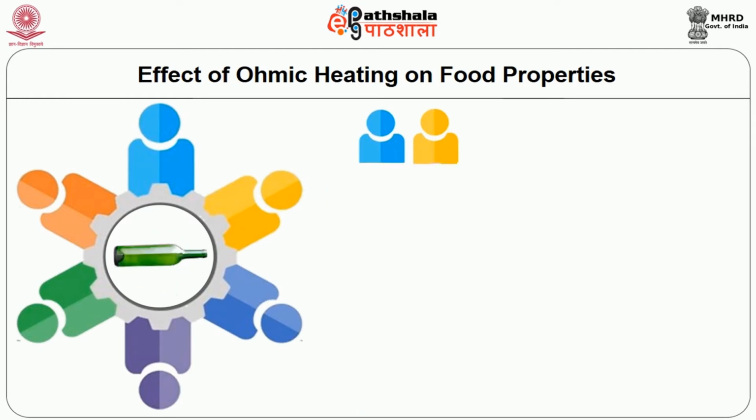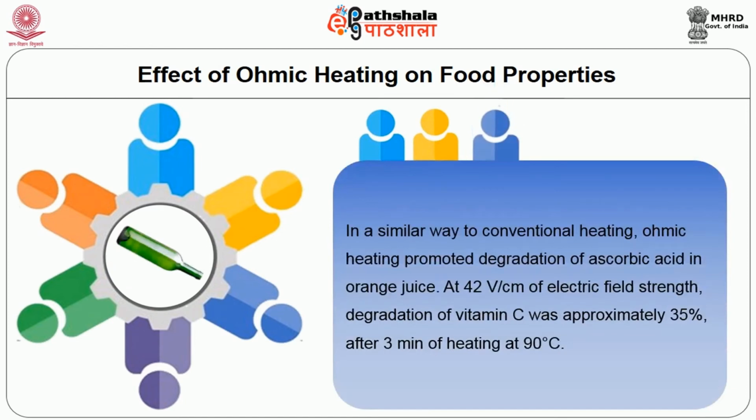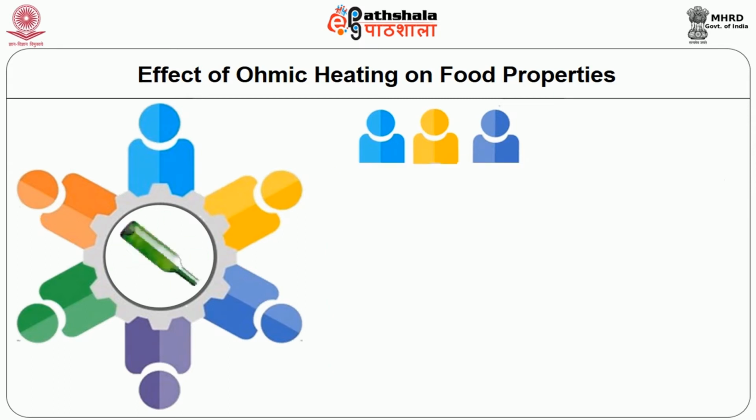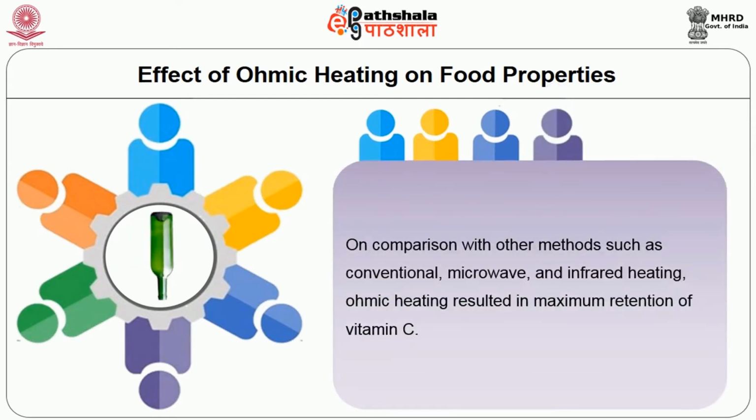In a similar way to conventional heating, ohmic heating promoted degradation of ascorbic acid in orange juice. At 42 volt per centimeter of electric field strength, degradation of vitamin C was approximately 35% after 3 minutes of heating at 90 degrees centigrade. On comparison with other methods such as conventional, microwave and infrared heating, ohmic heating resulted in maximum retention of vitamin C.